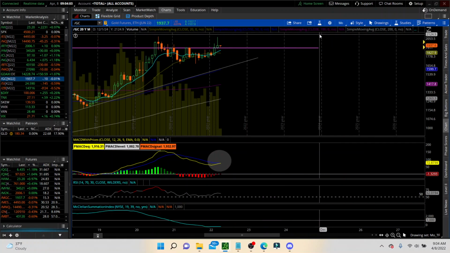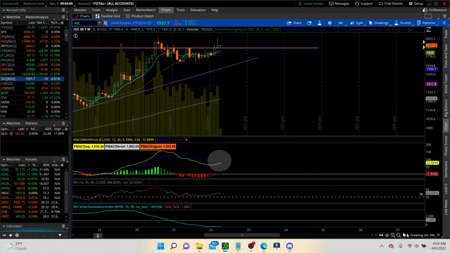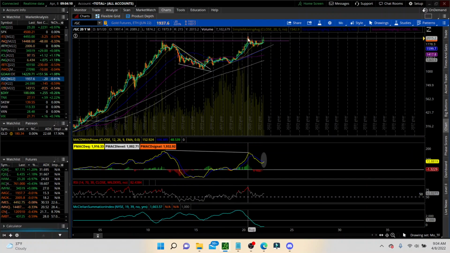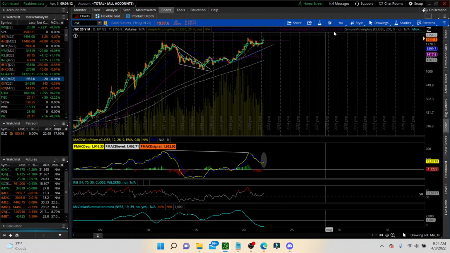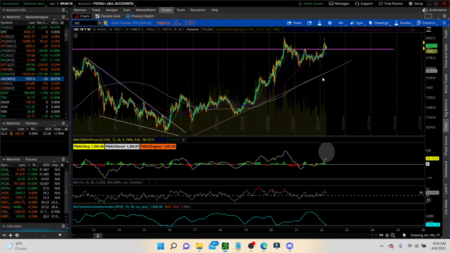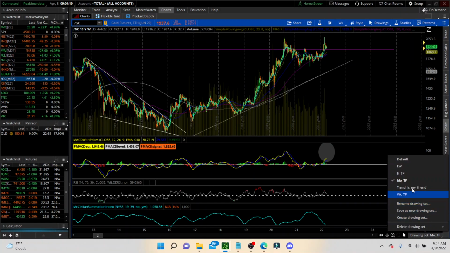It looks like a cup and handle is the play here. This being the cup, this being the handle. So that will be something to watch in the future, long term. On the weekly.